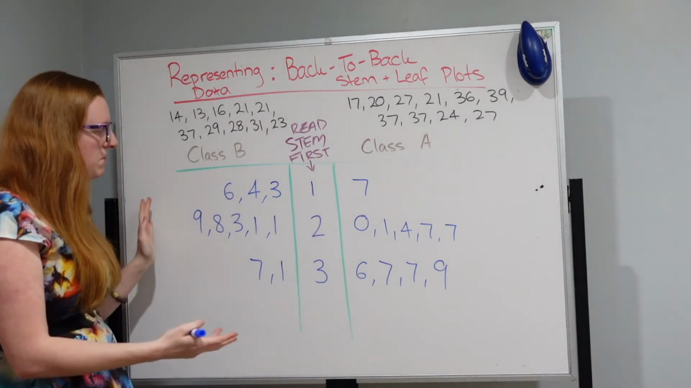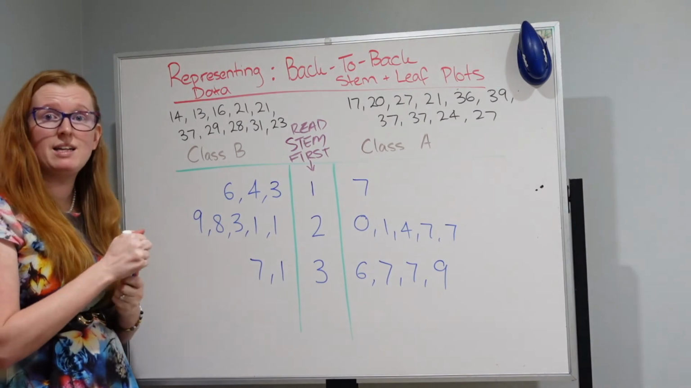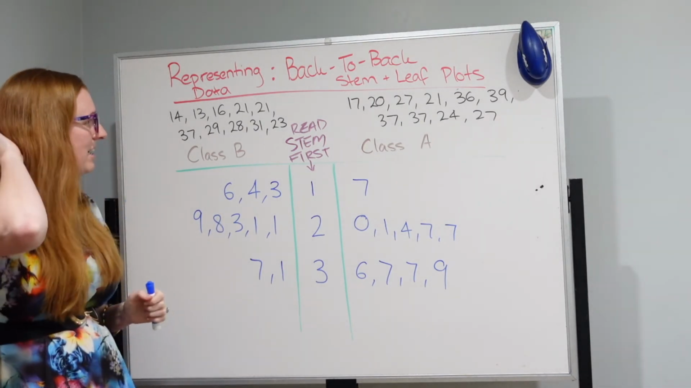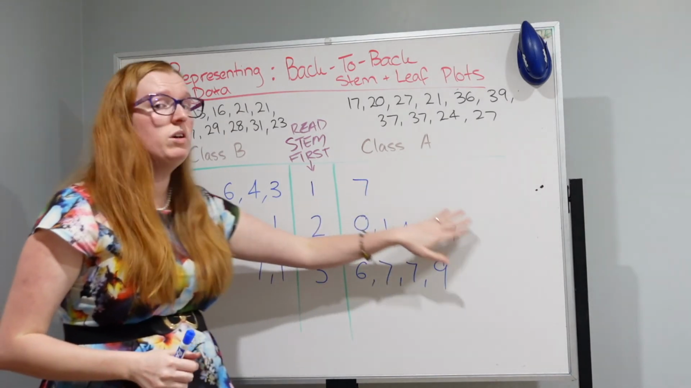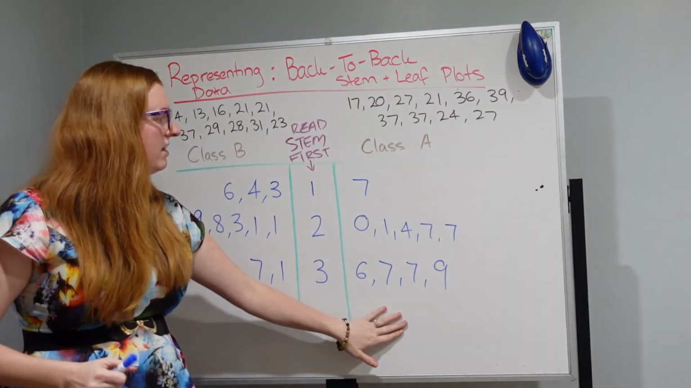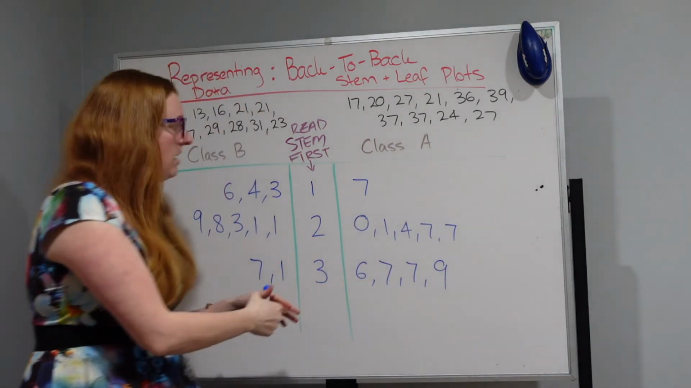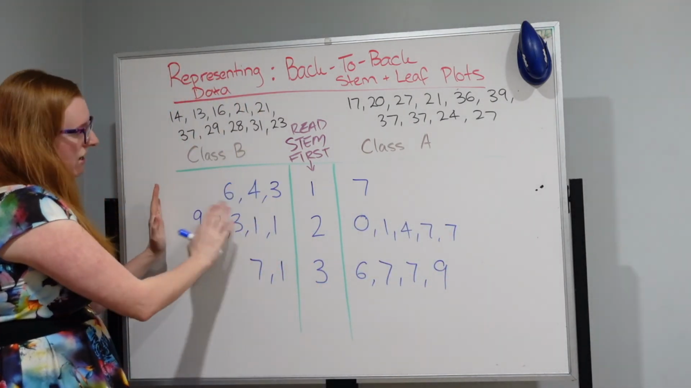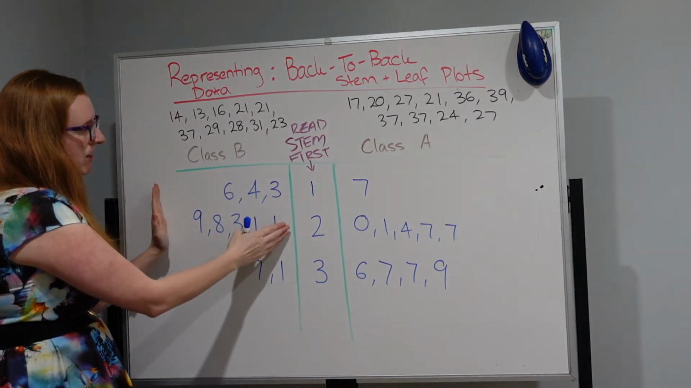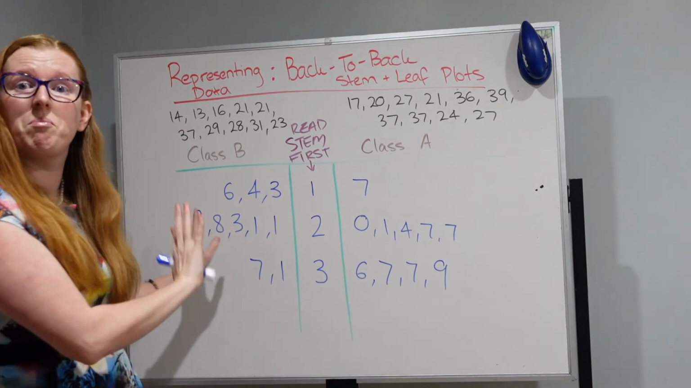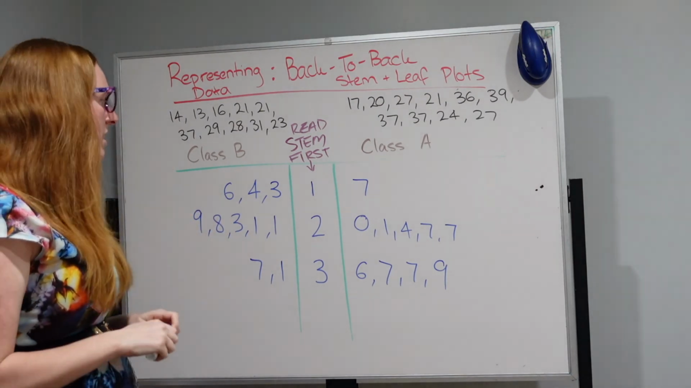Now, when we have back-to-back stem and leaf plots, it's actually quite easy to compare data. So for these two classes, for example, I can tell that class A scored better in their maths test because all of their scores tend to be in the 20s and 30s, whereas class B, their scores tended to be in the teens and in the 20s. So it makes it good to compare data sets.